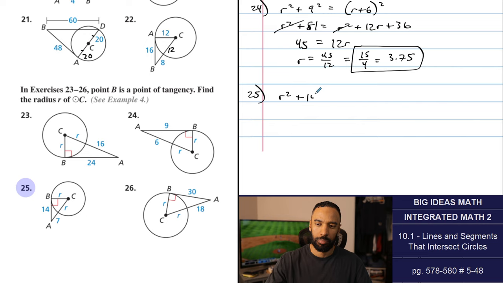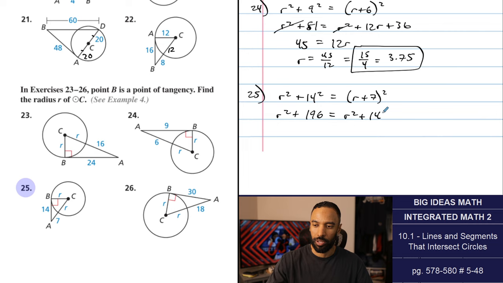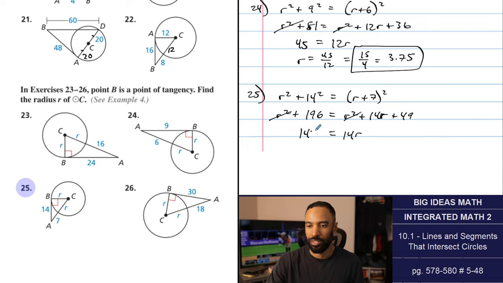R squared plus 14 squared. This is our A squared plus B squared. And here's R plus 7 quantity squared. So this is 196. And this is R squared plus 14R plus 49. The R squareds cancel. Hip hip hooray. 14R equals, subtract 49 over, you get 147. And R is 147 over 14.